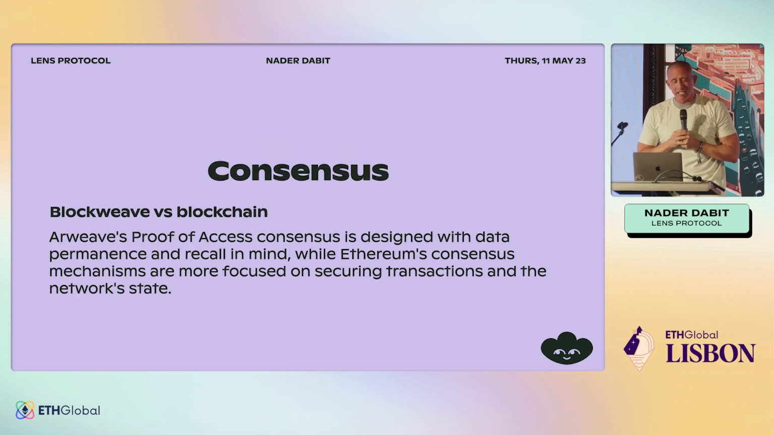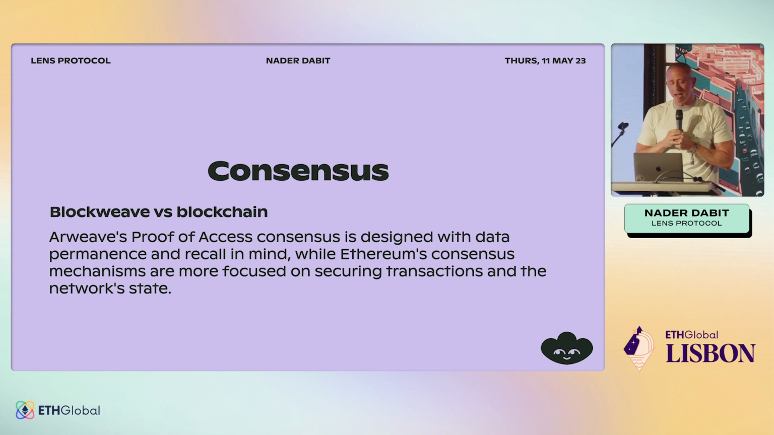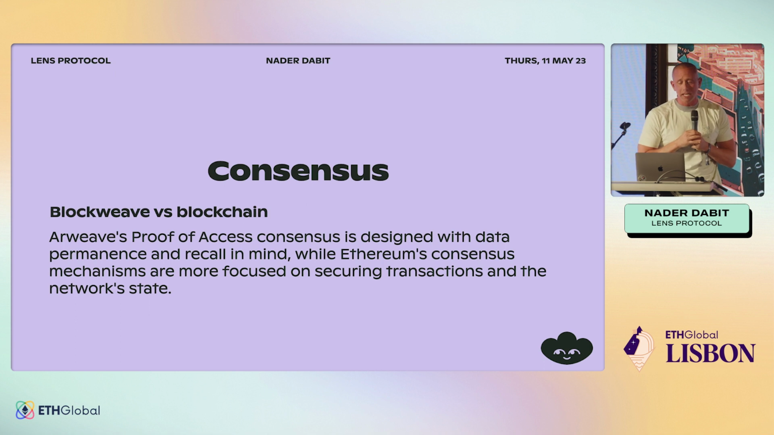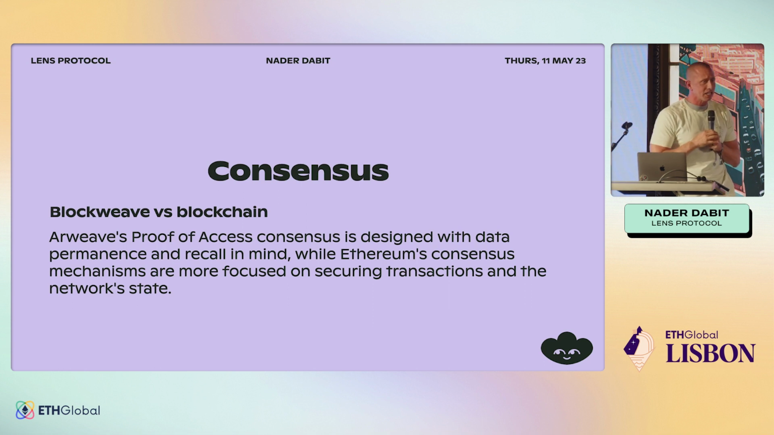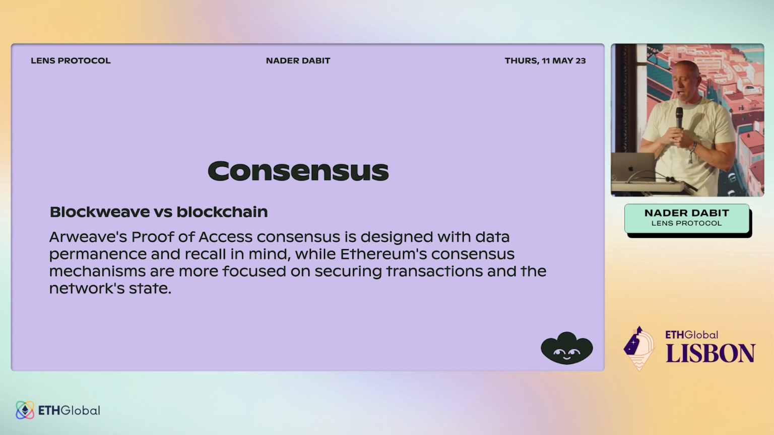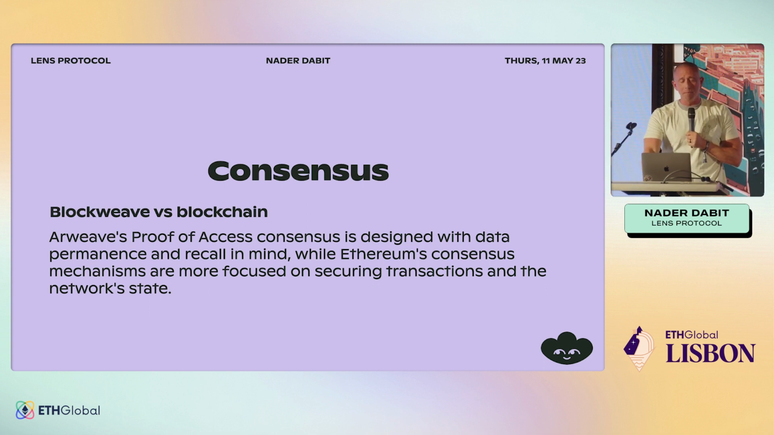And the main way that this is done is through their consensus mechanism. Again, it's not the same as what you might think of in a traditional blockchain. What they use is something called proof of access. And this consensus mechanism isn't focused around securing transactions or keeping up with the network state on every single transaction that happens. The main thing that it's focused on has to do more with data recall and data permanence.